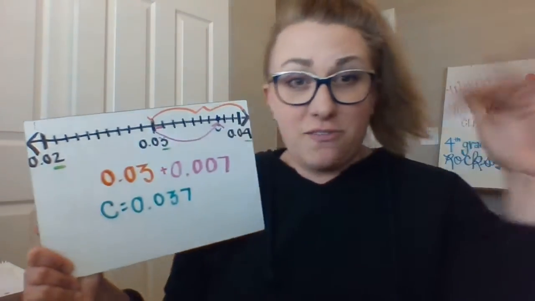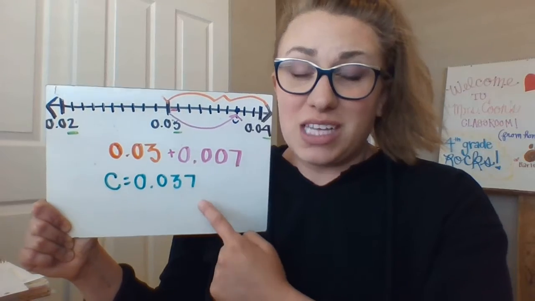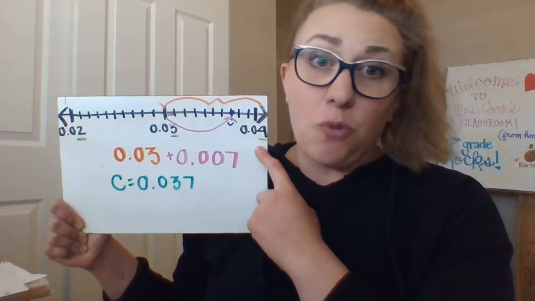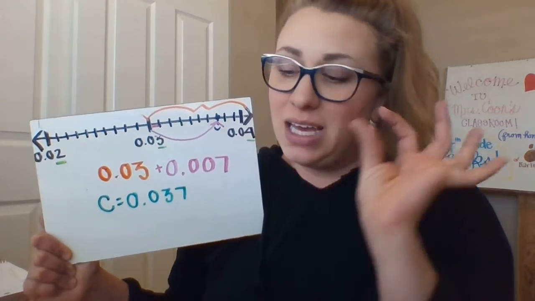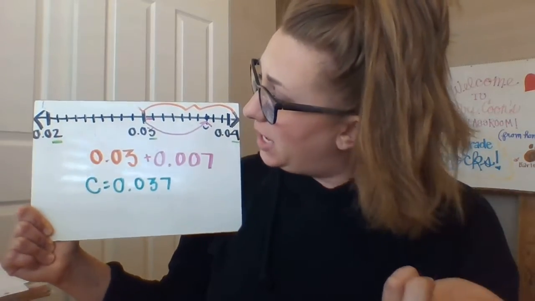Now, back to my visual estimate we did earlier. 37 thousandths is pretty darn close to 4 hundredths, or it would be 40 thousandths, okay? But that makes sense. That's pretty logical for me.